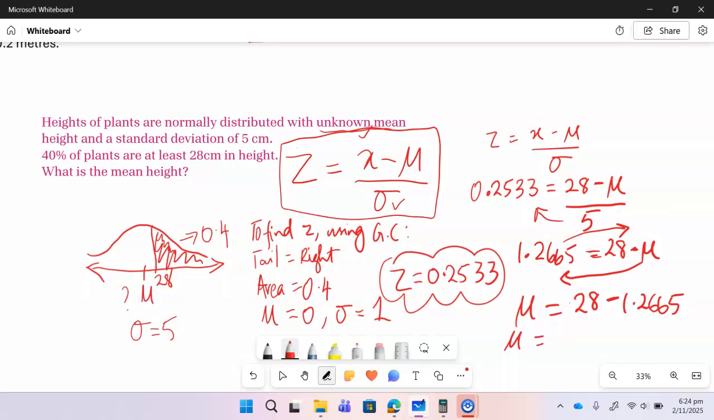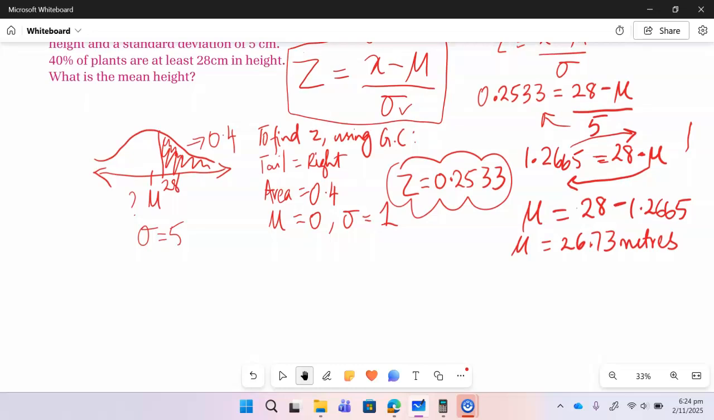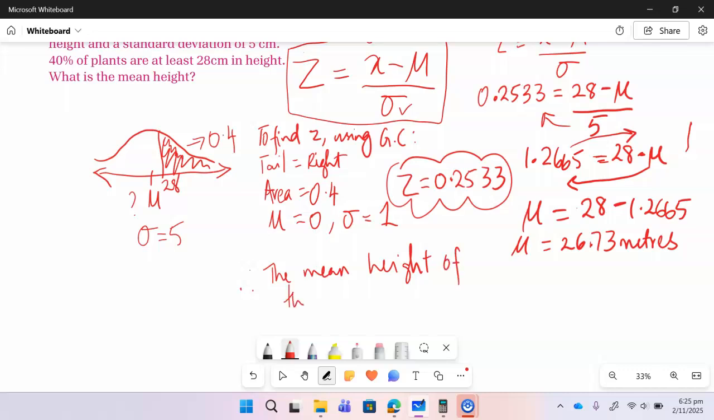So the mean height is 26.7. I'm going to round this value up to 3 meters. Remember to put that in a sentence, so you're just going to write something like: the mean height of these trees is 26.73 meters.